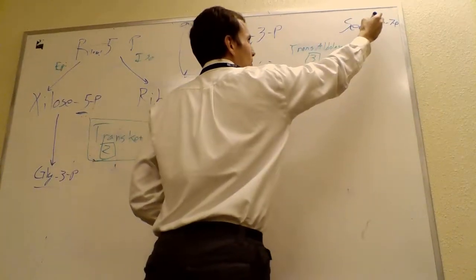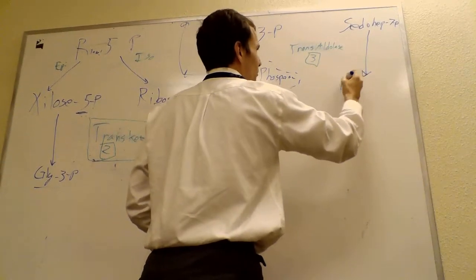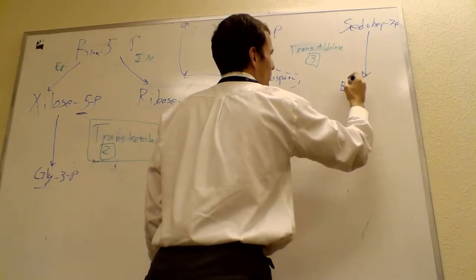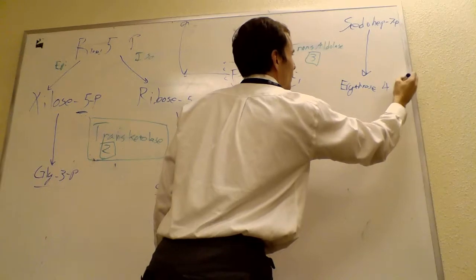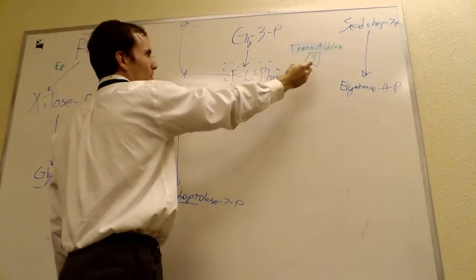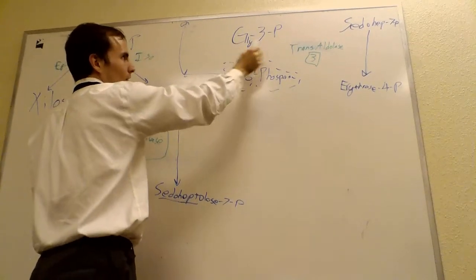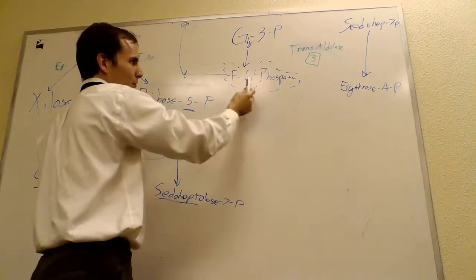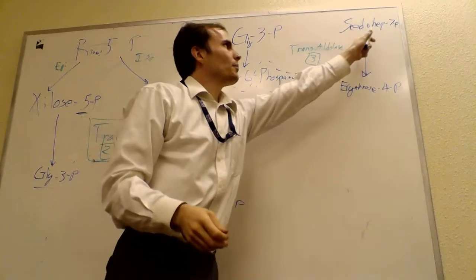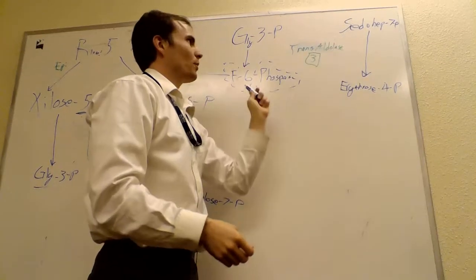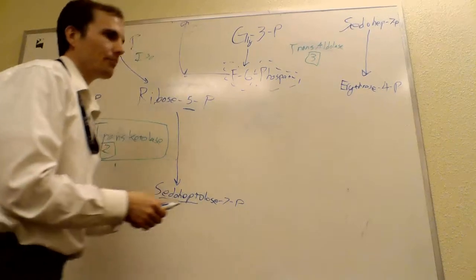Okay? Sedoheptulose 7-phosphate becomes erythrose 4-phosphate. Don't judge my spelling. All right, so we see 3 carbons coming off of the sedoheptulose and being added to the glyceraldehyde 3-phosphate. 3 plus 3 is 6. Fructose 6-phosphate goes and is made into ATP. Sedoheptulose 7-phosphate is the one that gave away those 3 carbons, so it's going to lose 3, and it goes down to erythrose 4-phosphate. Make sense?